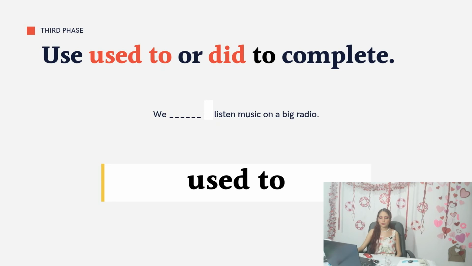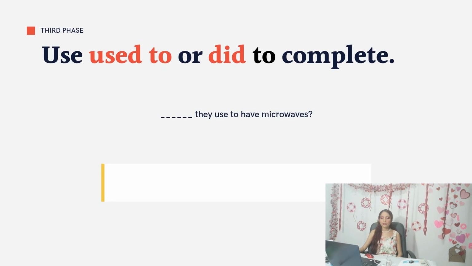Okay, very good. Now we have, otra vez, blank they used to have microwaves. Used to or did? Which one is the correct answer? The correct answer is, did they use to have microwaves? Remember, it's a question, it needs to start with did.